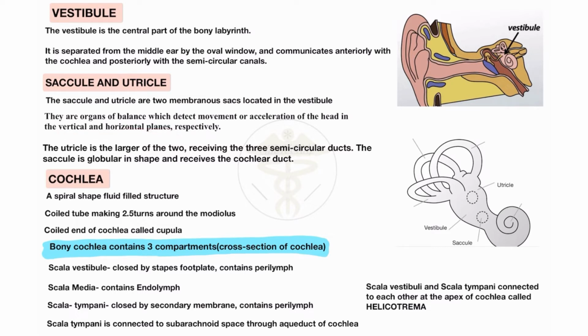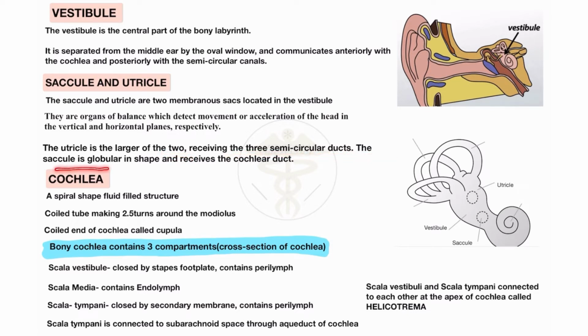What is the other part of the utricle and saccule? The utricle is the larger of the two, receiving the three semicircular canals. Here you will see this is the semicircular canal, and its ducts open into the utricle and saccule. Here you will see the utricle. So the semicircular canals open into the utricle. The utricle receives the three semicircular canals.